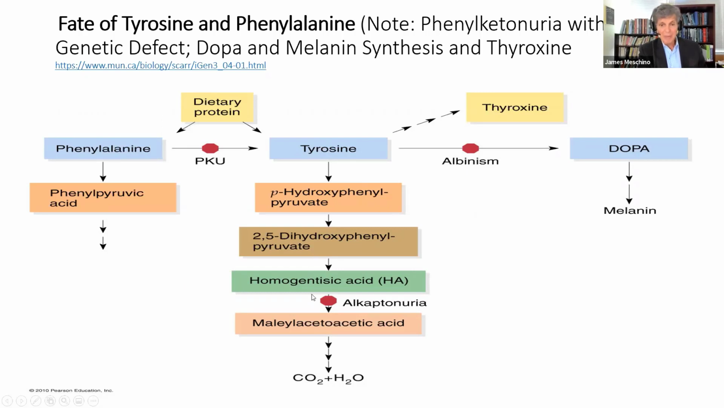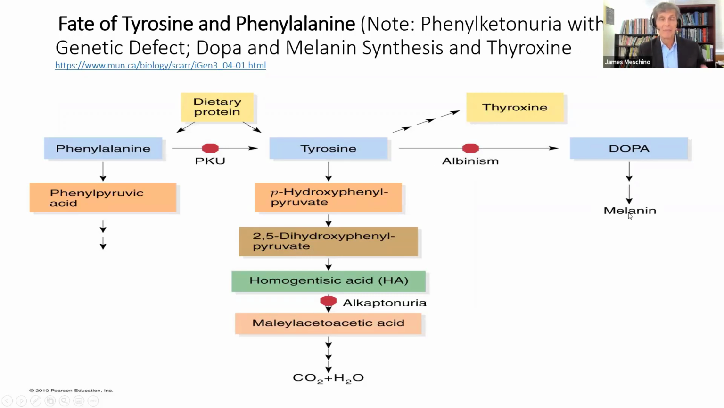Tyrosine has its own metabolism, as you see, but tyrosine is also the building block from which the thyroid gland makes thyroxine, or T4, and also T3. And this is a little bit of a misrepresentation, this arrow here. Tyrosine in one pathway becomes melanin.